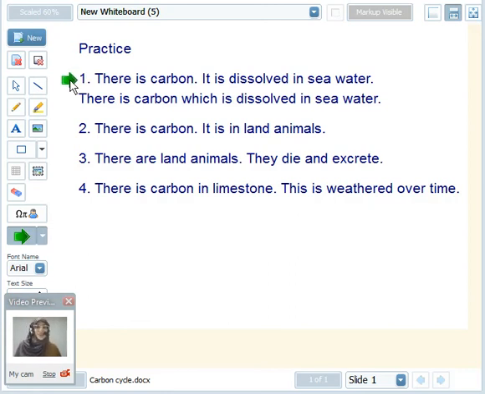Okay, so number 1 says, there is carbon, it is dissolved in seawater. With a relative clause, I would say there is carbon which is dissolved in seawater. So I'm using which as my relative pronoun to join my 2 clauses together. Then you've got, there is carbon, it is in land animals. There are land animals, they die and excrete. And there is carbon in limestone. This is weathered over time.